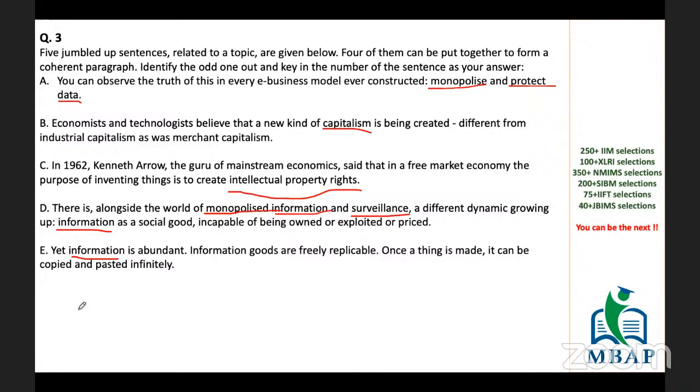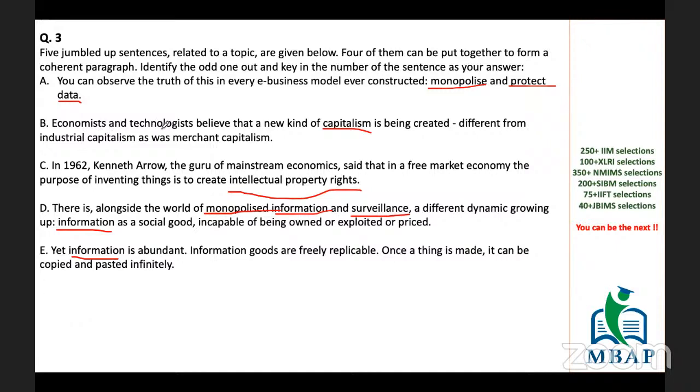Whereas B brings a new topic, that is capitalism. Capitalism is basically an economy in which only private firms control the entire economy and political things. So the political scenario and economic scenario are entirely controlled by private firms. This is absolutely irrelevant to us, because A, C, D, E are about information, technology, monopolies, protecting data, and surveillance. Whereas B suddenly starts talking about capitalism.